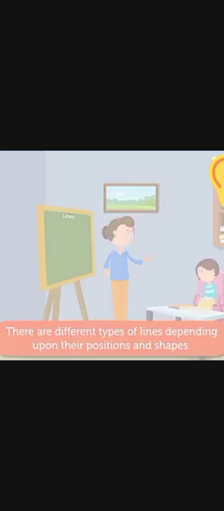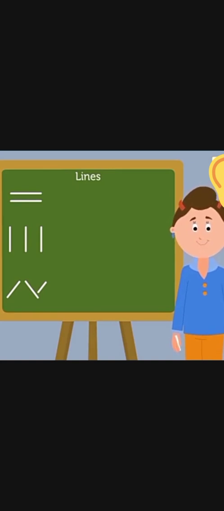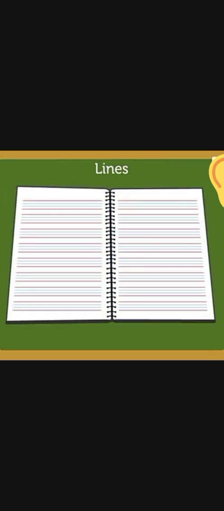Now we have learnt about shapes in our previous video, but did you know that shapes are created by connecting the lines? There are different types of lines depending on their positions and shape. Let us have a look at these lines first. The first line that you see out here are horizontal or sleeping lines. Your English exercise book has horizontal lines or sleeping lines.